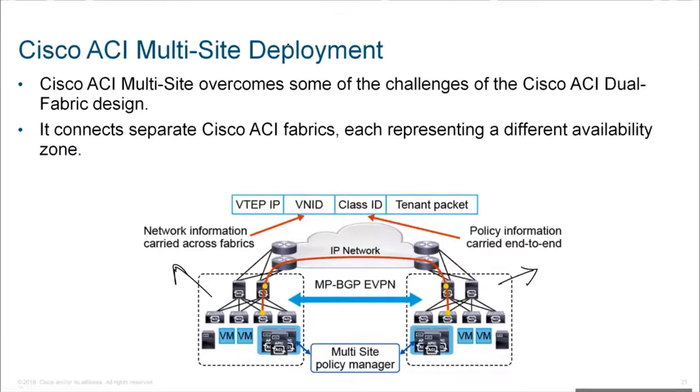So 3.2 is when they introduced multi-site with a multi-site policy manager. But prior to that, it used to be just two separate independent clusters, and you would have some form of layer 2 connectivity between them, and you go with that. That's what we had. That's the dual fabric design that we saw in the first slide.